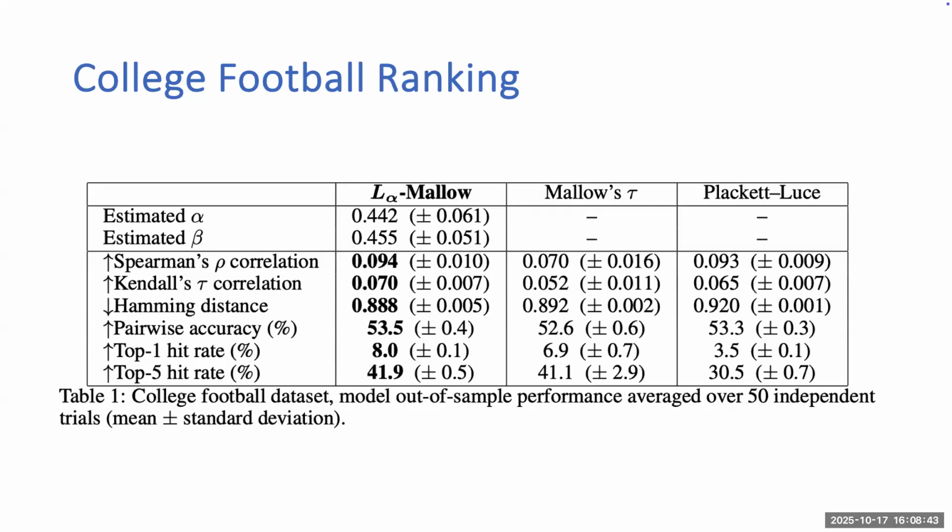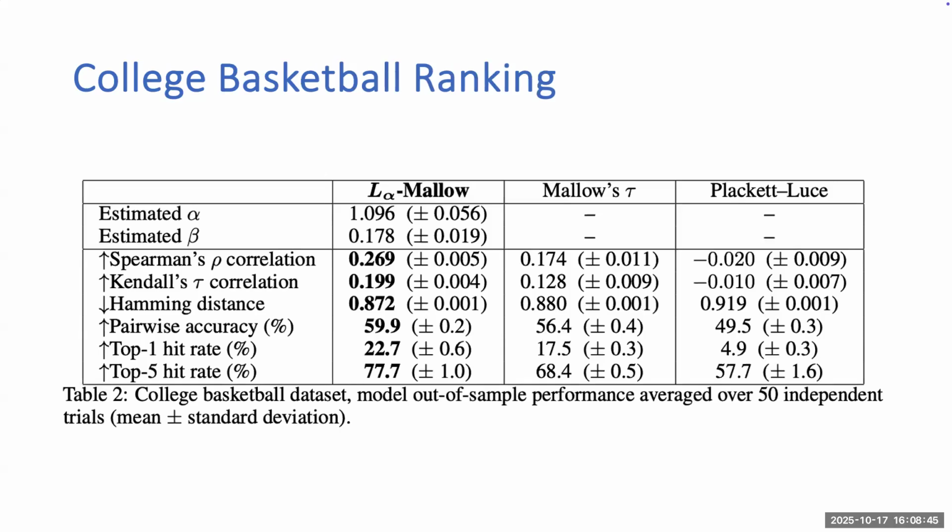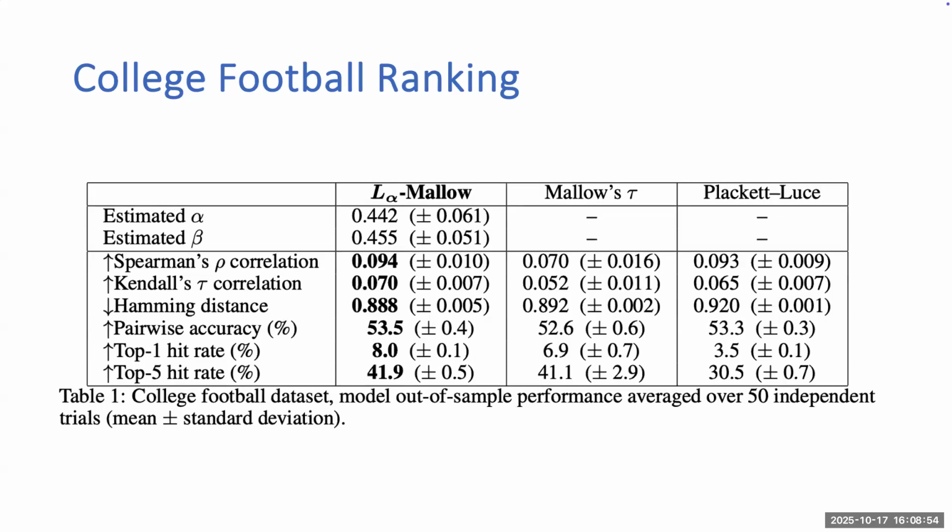And this is for football. Similarly, we have it for basketball. But one thing I wanted to note here is the estimated alpha. Alpha was the distance parameter. For basketball it is almost 1. For football it is 0.4. And this tells us something about a sport. The higher the alpha, the more the sport is a skill game. The lower it is, the more it is a chance game. So football has more chance to it than basketball.